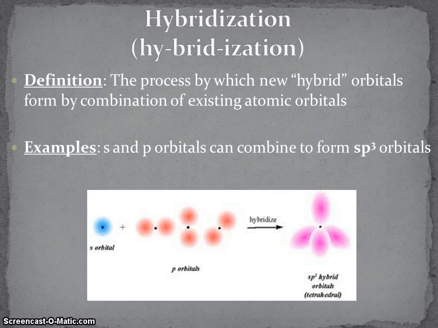Hybridization. Hybridization is the process by which new or hybrid orbitals are formed by the combination of existing atomic orbitals. For example, in the image below, we see one s orbital combining with 3 p orbitals to form a new sp3 hybrid orbital. And again, you will learn more about this in class.